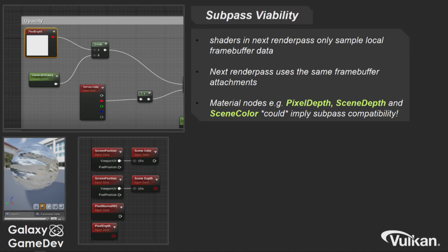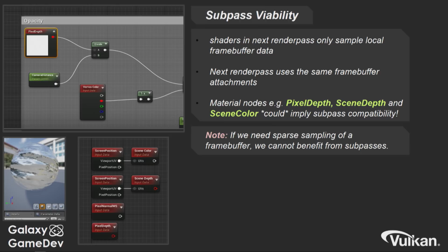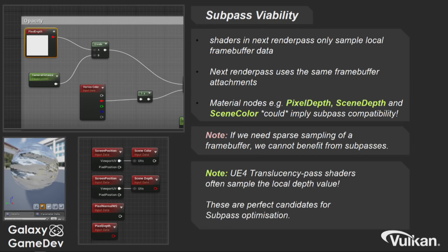Unfortunately, this isn't possible if we need to do sparse sampling. So for effects like blurring, these require sampling lots and lots of pixels around. Because the values that we need to sample may not be on tile, we can't actually make use of subpasses in those cases, and then we do need to fall back to writing out the tile data back to main memory. But for the translucency pass, which is probably the biggest use case that we come across when working with projects, this is definitely something that can be optimized, and there are a number of other things you can do as well. So if you have secondary passes that are dependent on data generated in a previous pass, then this can be done.